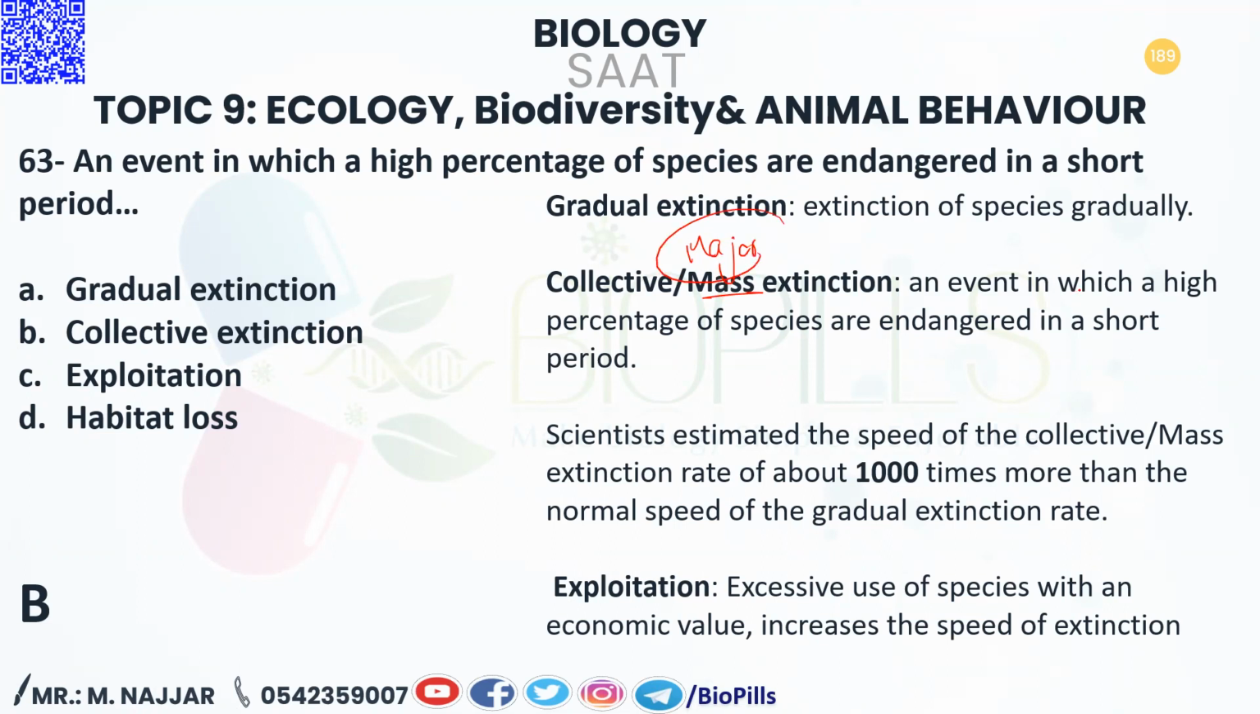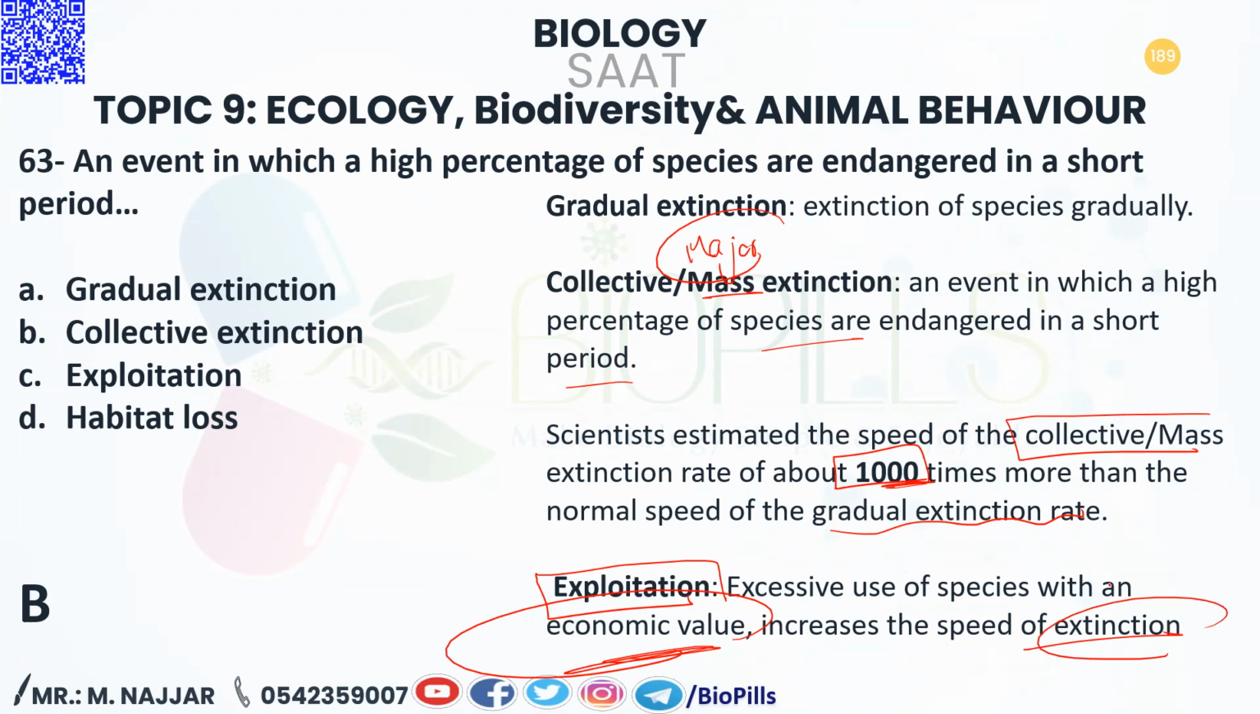Yes, an event in which a high percentage of species are endangered in a very short period of time, like what happened to the dinosaurs. Scientists estimated the speed of mass or collective extinction to be about 1,000 times more than the normal, gradual extinction. Exploitation will come in a question. Every single point here that I put in bold will come in a question. It is the excessive use of species with an economic value, increasing the speed of their extinction, of course.